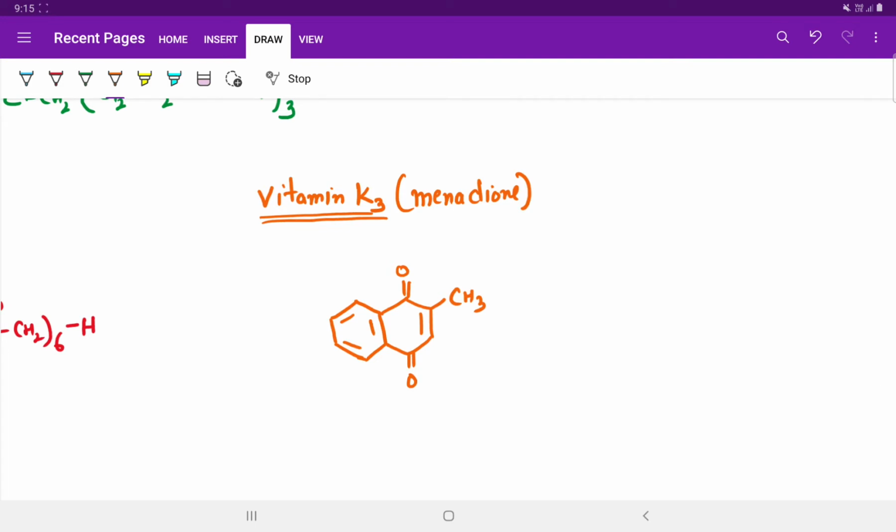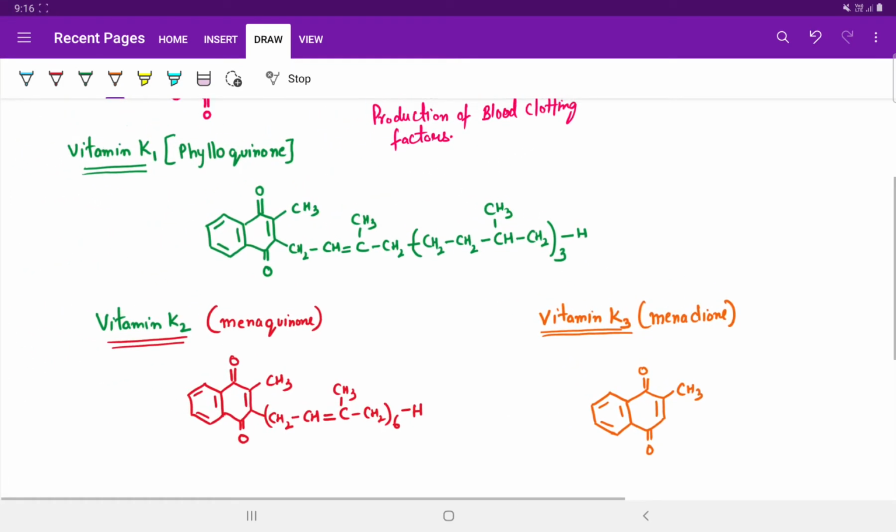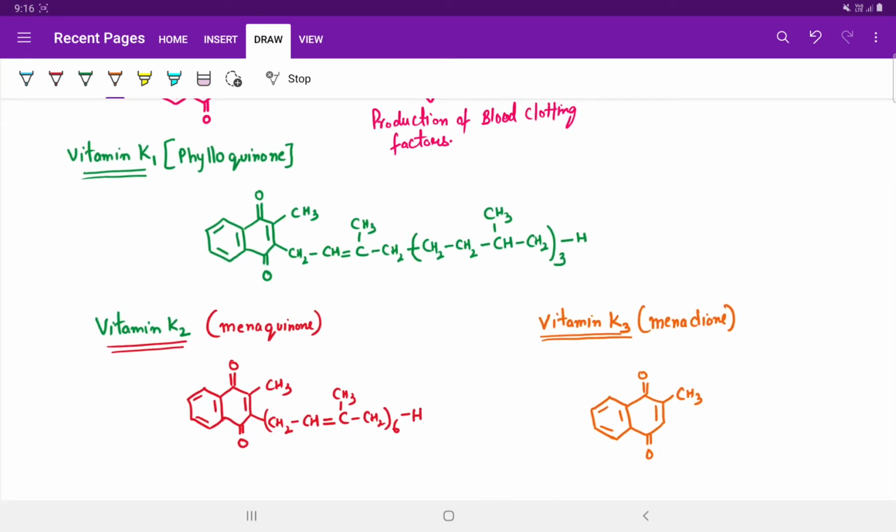The three vitamins are stable to heat, and their activity is, however, lost by oxidizing agents or by irradiation, strong acids and alkalis. So these were the structures of vitamin K1, K2 and K3.